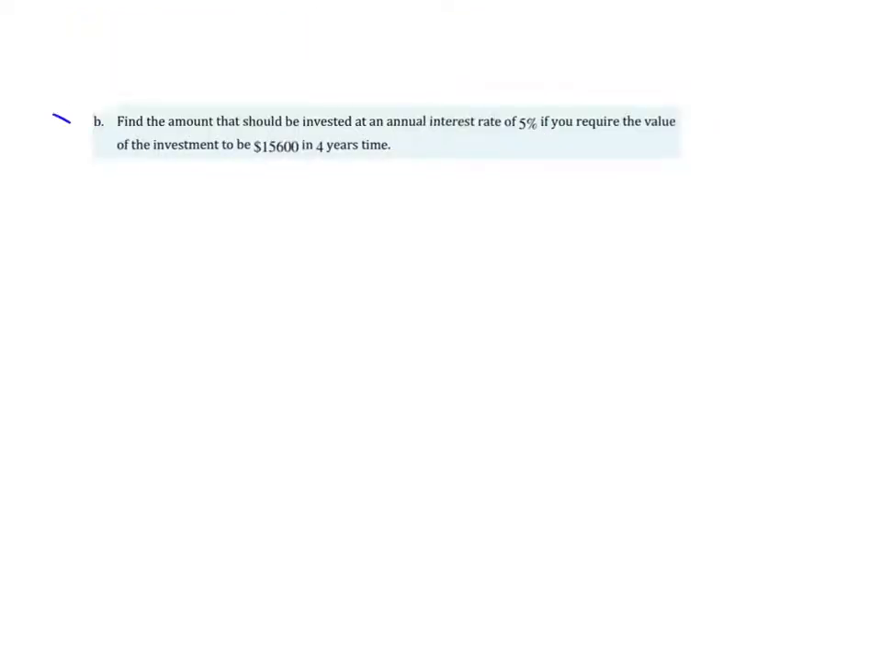This next example is a little bit more difficult. So let's see if we can work our way through it. The question says, find the amount that should be invested. So the amount that should be invested is P at an annual interest rate of 5%. So I'm starting the same way by writing down everything that I know. If you require the value of the investment to be $15,600 in 4 years, so T is 4, but what is that $15,600?